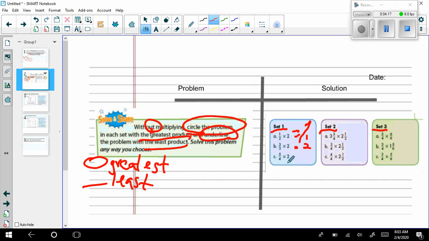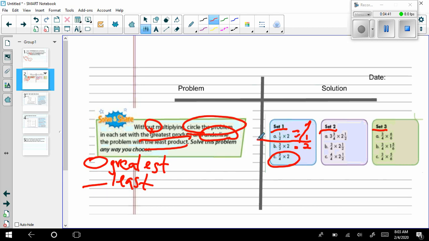So when I look at set 1, I'm going to know that C is the greatest. And then if we were to underline the least product, well, a half times 2 is 1. And then that would be 1 times 2, and that's 2. So the least would be A.